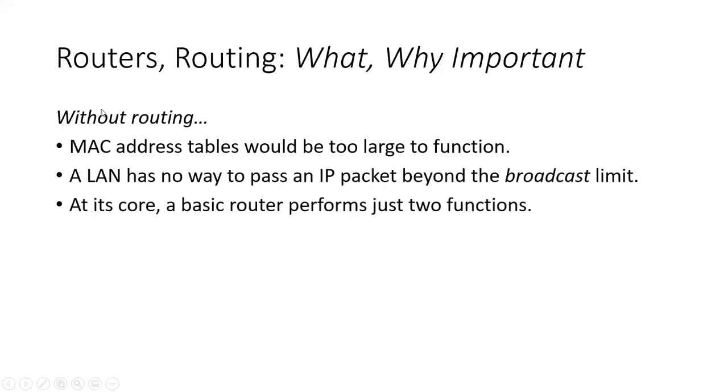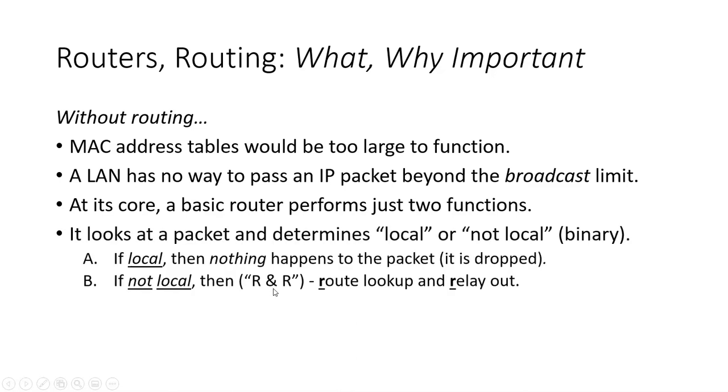So at its core, a basic router performs just two functions. It looks at a packet and determines local or not local. That's the first thing it does. And then it makes a decision. If the packet is local, then nothing happens to the packet, it's dropped. But if the packet is not local, meaning the packet doesn't belong on the local area network, this is a very fast binary decision based on the subnet mask. It looks at the network ID and says, oh, this belongs to our network. Oh, this doesn't belong to our network.